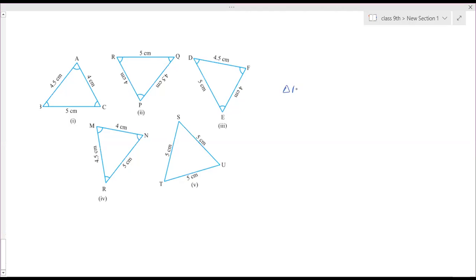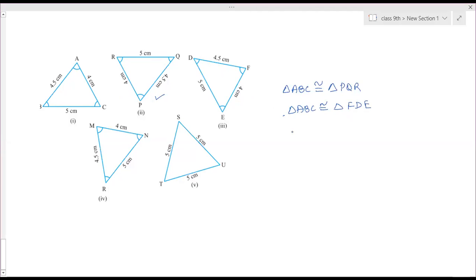Now tell me the first triangle. Triangle ABC is congruent to triangle which one? PQR. Is it PQR? AB and PQ should be equal. Are they? 4.5. BC and QR are equal, right? And AC and PR are equal. Okay, first one done. The second one is triangle ABC congruent to triangle FDE. AB and FD are equal. AB is 4.5, FD is 4.5. DE and BC are equal. BC is 5, DE is 5.